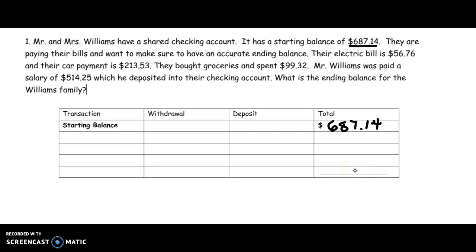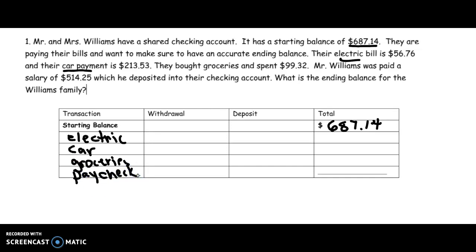Okay, so right now you need to hit pause, solve the problem, and then come back and I will share the answer with you. So hit pause, and I'll be back with you in a couple minutes. Okay, so we're back, and I'm going to go through this problem. So they started with $687.14. They're paying their bills, so their first bill is electric. So they had electric, and then they had a car payment, and then they bought groceries, and then they got paid, so paycheck.